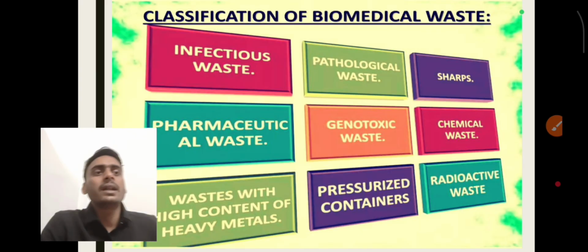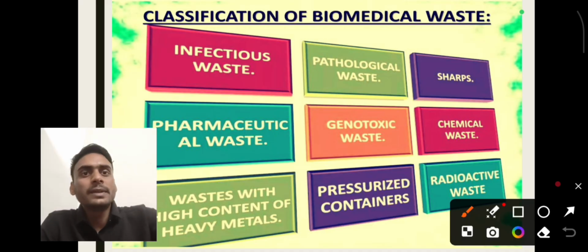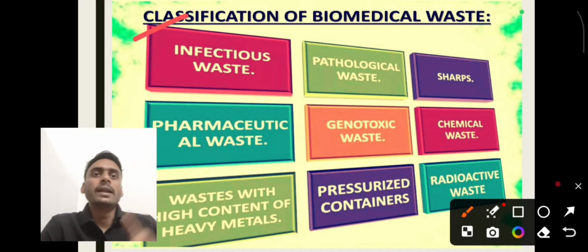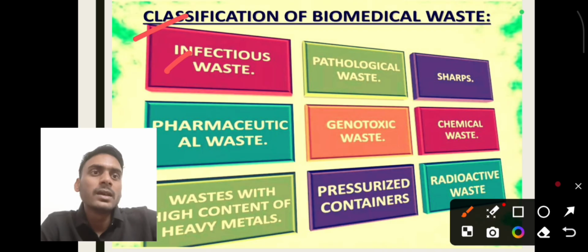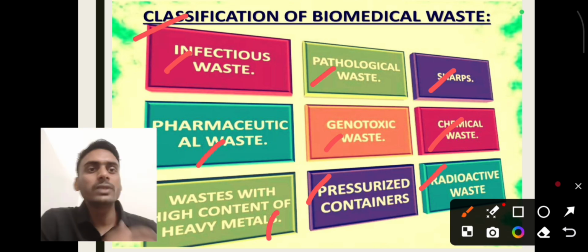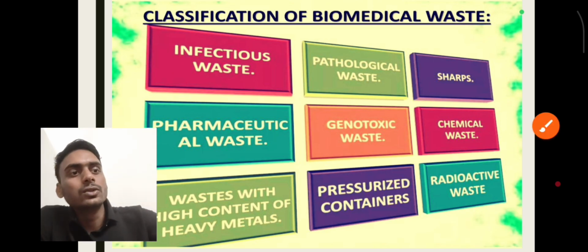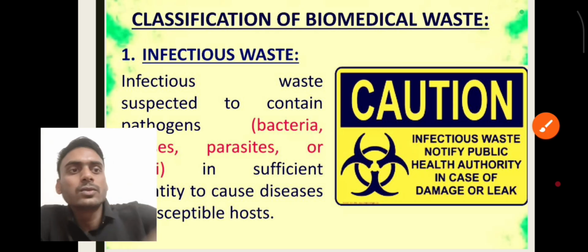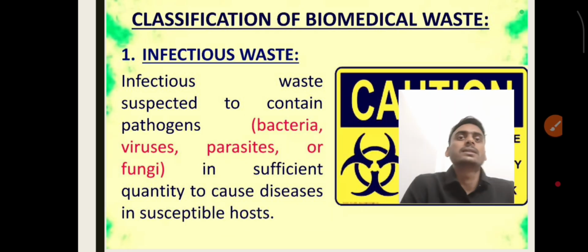So there are different classifications of BMW, like infectious waste, pathological waste, sharps, pharmaceutical waste, genotoxic waste, chemical waste, waste with high content of heavy metals, pressurized containers or radioactive waste. So we will discuss them one by one. Let's start with the first one, that is infectious waste.